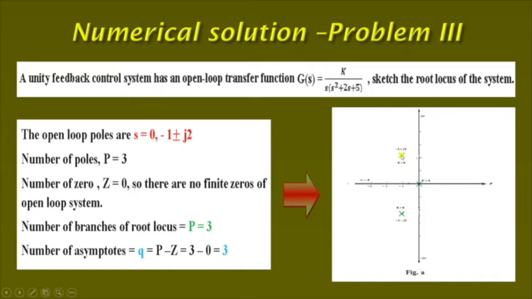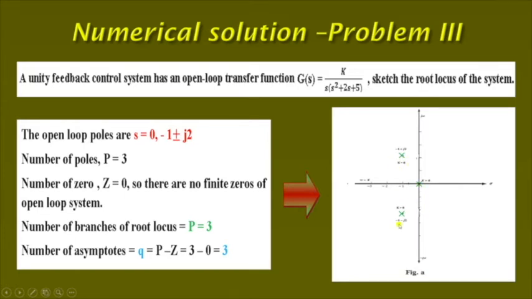Then draw the poles and zeros. There is no zero and only one open loop pole at the origin, and draw the other open loop complex poles. This is plus 2, that means j2, and this is minus 1. So this point is minus 1 plus j2. Similarly, for this point, this is minus 1 and this is minus j2.